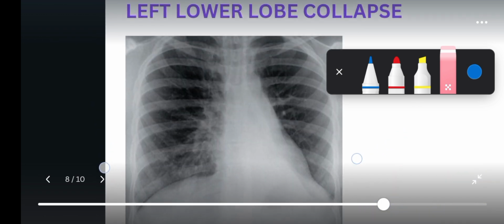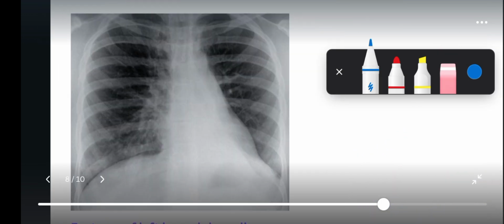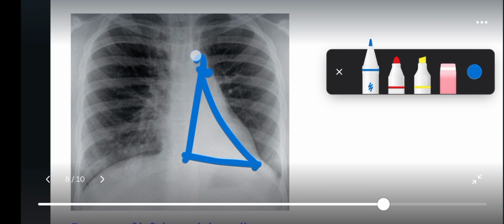So let's look at this image here. We'll see a double heart border. See this first one and the second one. Then we'll see the triangular opacity. Triangular opacity with the apex here pointing towards the hilum. That is a feature of left lower lobe collapse.